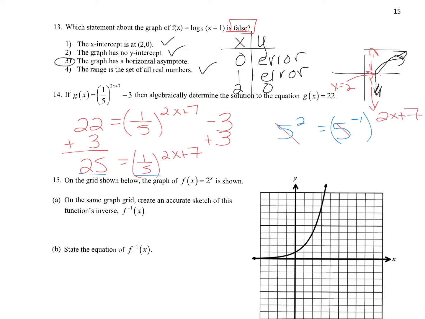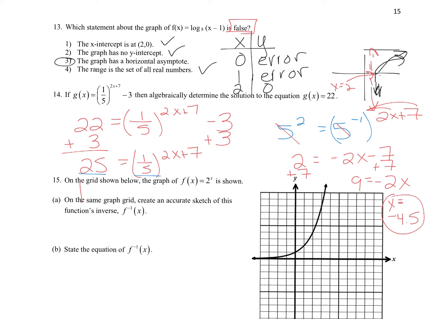Cancel the 5s and we get 2 equals, we have to distribute here, negative 2x minus 7. So then we're going to move over the 7 and we get 9 equals negative 2x. So dividing by negative 2, we're going to get x equals negative 9/2 or negative 4.5 for that one. Remember, we're just looking for an x value there. We already know the y is 22. We're trying to find the x value.